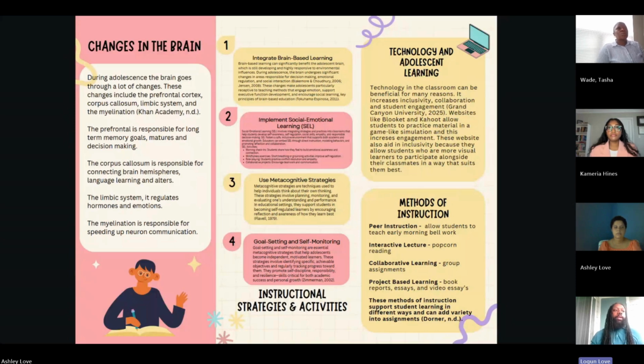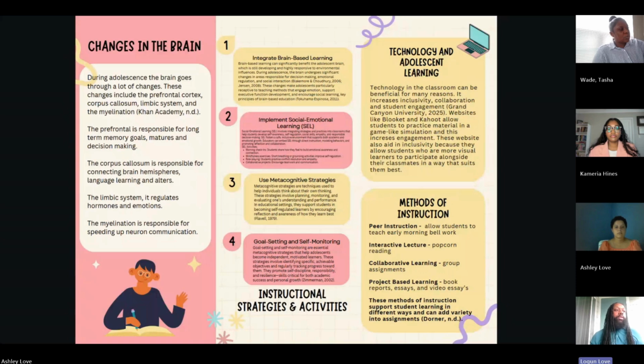Two would be to implement social emotional learning, which is also known as SEL. A great activity for that would be feelings check-in. So basically take time between lessons to have a check-in circle for people to talk about how they feel for their day.